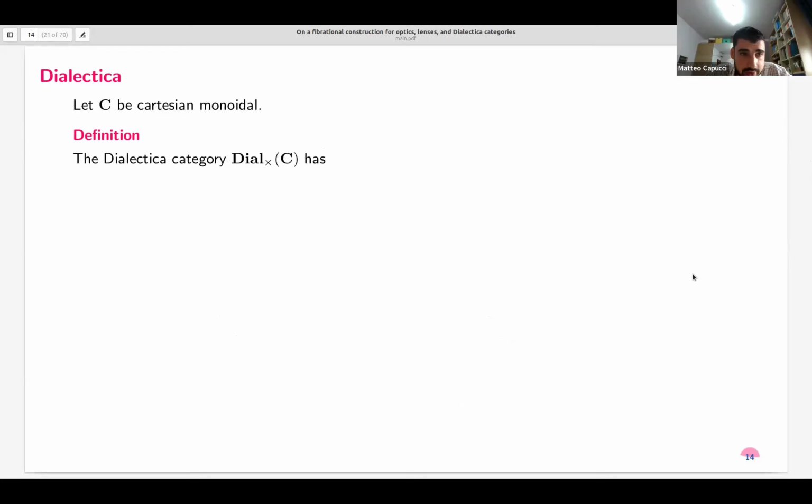Now, let's look at dialectica morphisms. Let's recall the simplest version of a dialectica category. If you have C Cartesian, then its objects are triples of two objects in C and a subobject of their product. You can think of alpha as a relation or a predicate on the product.